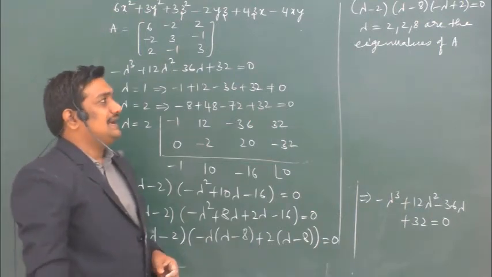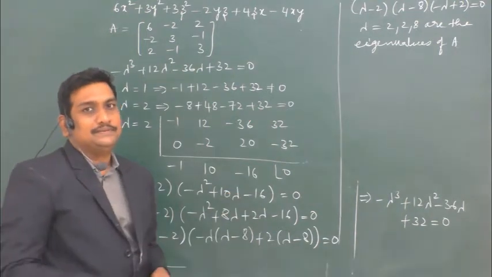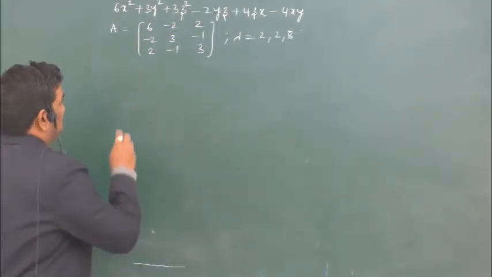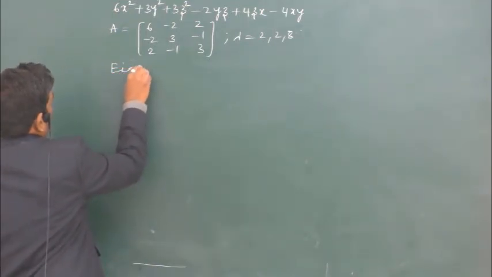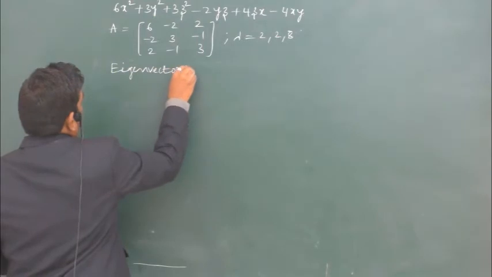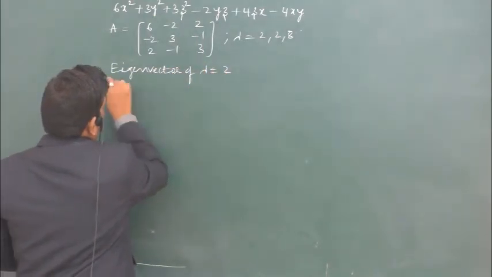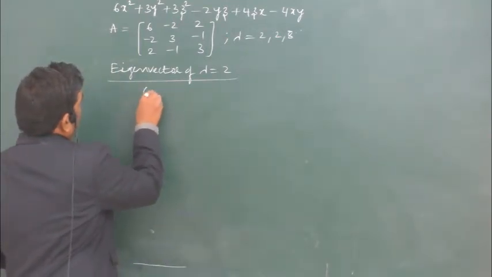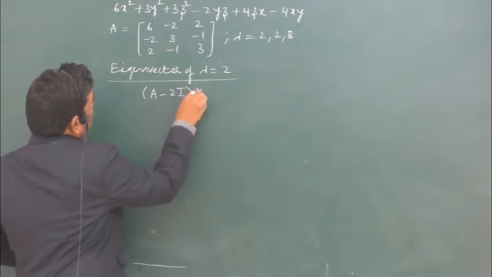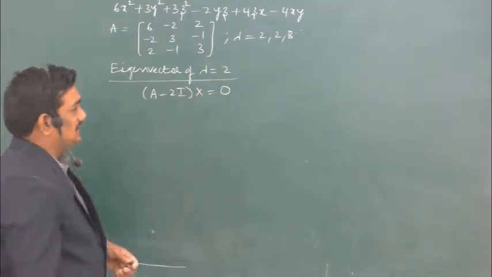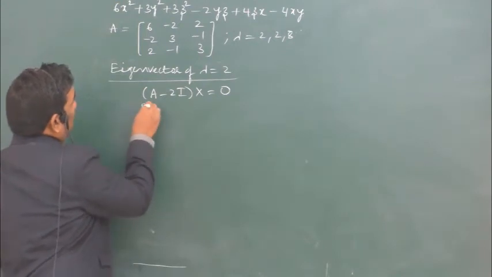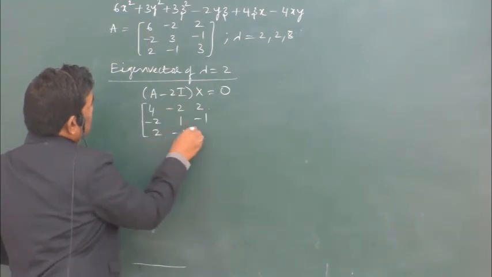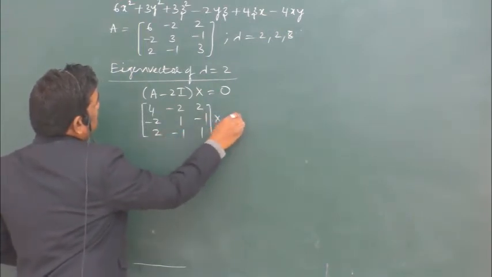Now let us find the eigenvectors corresponding to 2 and 8. First, let us find the eigenvector corresponding to eigenvalue 2. An eigenvector is a non-null matrix satisfying the equation A minus lambda I into X equals null matrix. So here A minus 2I is 4 minus 2, 2 minus 2, 1 minus 1, 2 minus 1, 1, into X equals null matrix.